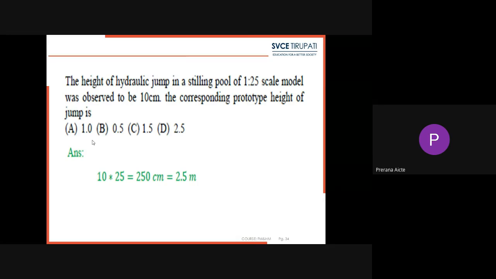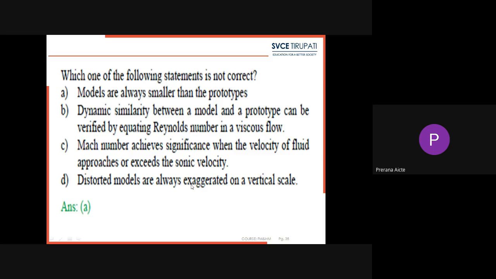Another problem: the height of hydraulic jump in a stilling pool of a 1:25 scale model was observed to be 10 centimeter. The corresponding prototype height of the jump is, so simply we have both the values, the ratio and the model height. So substituting both the values, that is 10 into 25, we get the prototype height as 2.5 meters.